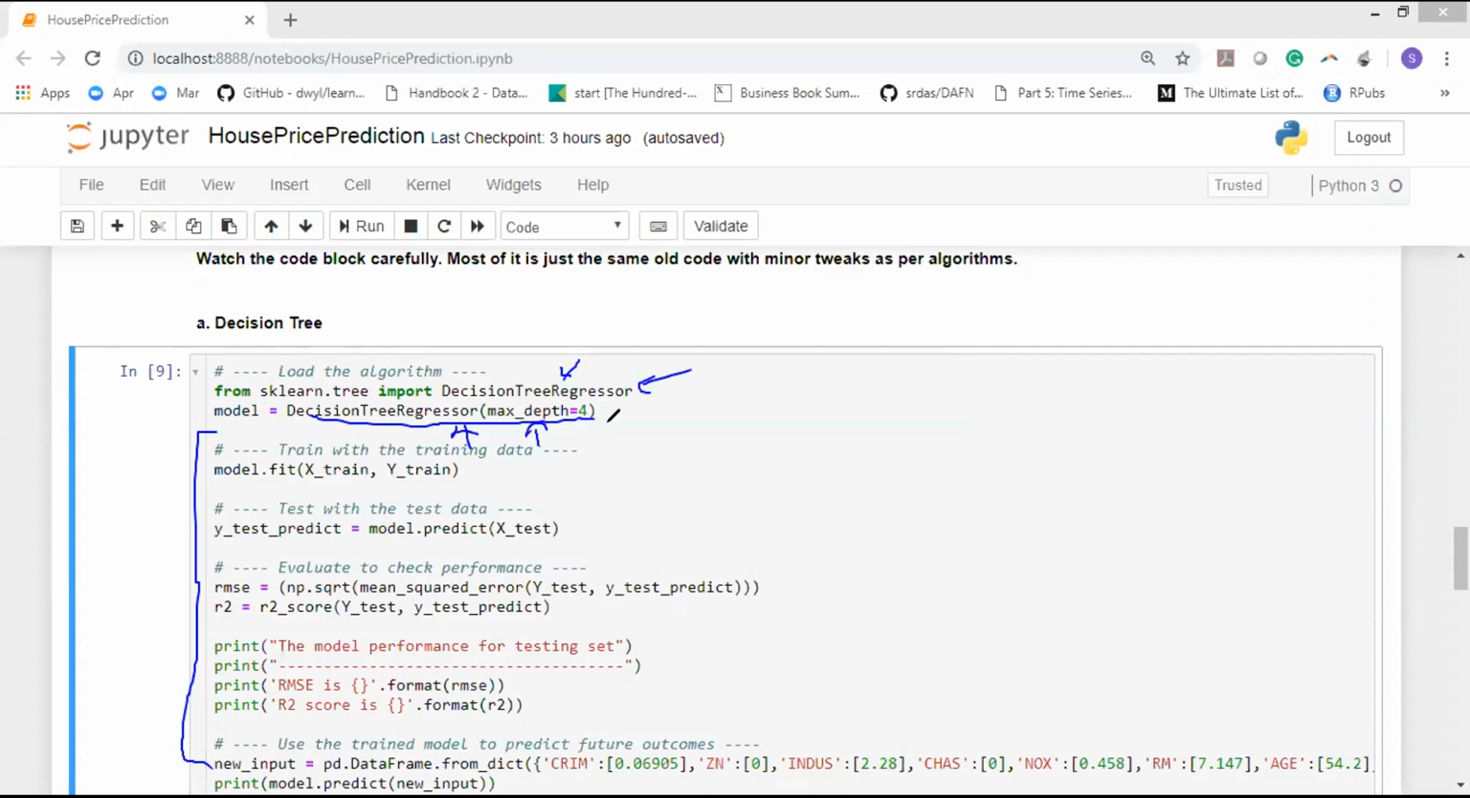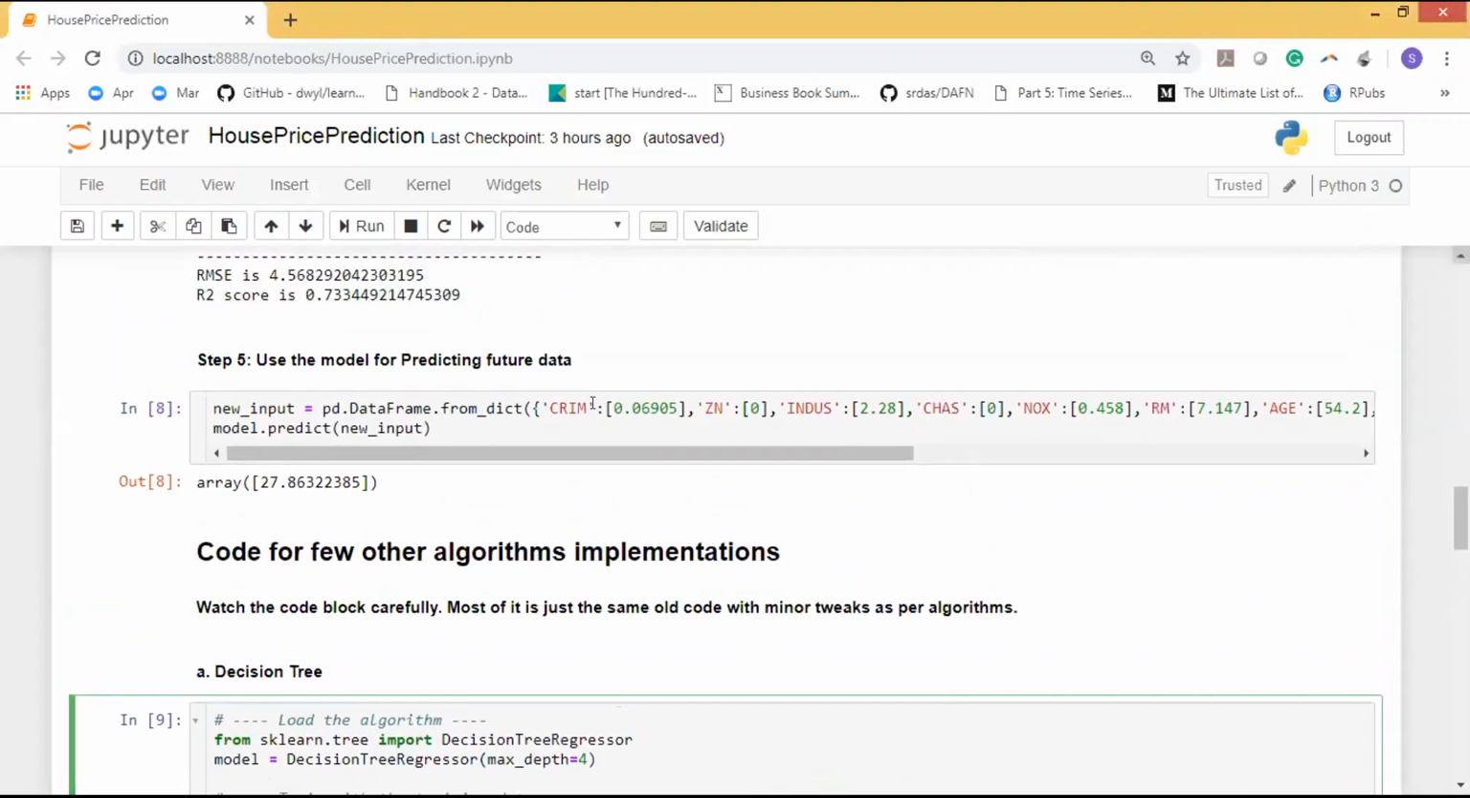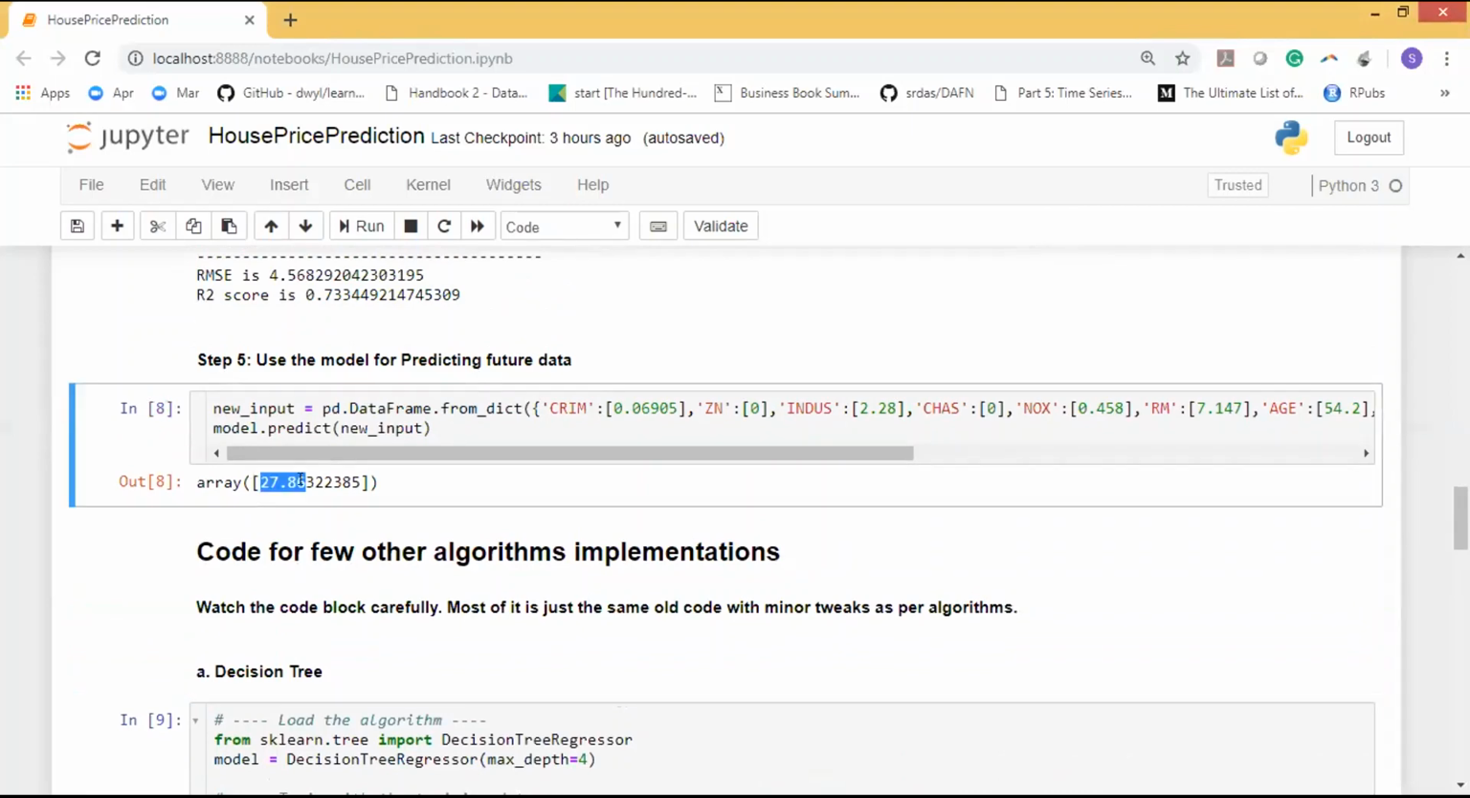Let's see if this algorithm is better than the previous algorithm. So friends, please help me out. The previous algorithm, okay, the price for this house was $27,000. As I told you, the actual price is close to $36,000. This was doing okayish. But let's see what the decision tree helped me out with.